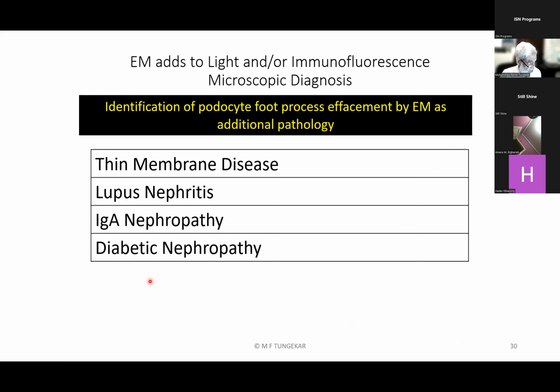Now, in addition to thin membrane disease, there are other nephritis and nephropathies where EM can identify podocyte foot process effacement and then point out the reason for sudden onset of proteinuria: in lupus nephritis, IgA nephropathy and diabetic nephropathy. It's an important diagnostic process.